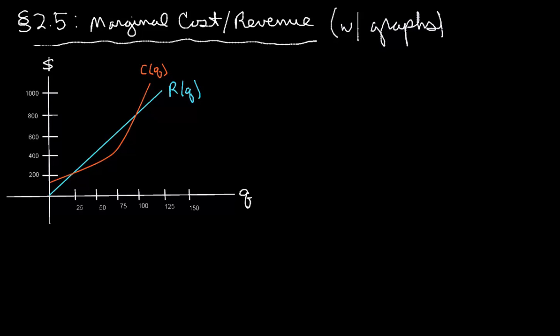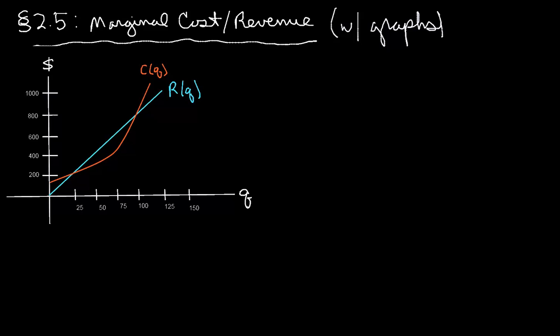In this video, we're going to continue with section 2.5 in marginal cost and marginal revenue, but this time we're going to see what we can say if we're given the graph of the cost and the revenue. For example, what can we say about the profit of the business who has these graphs as their cost and revenue function?